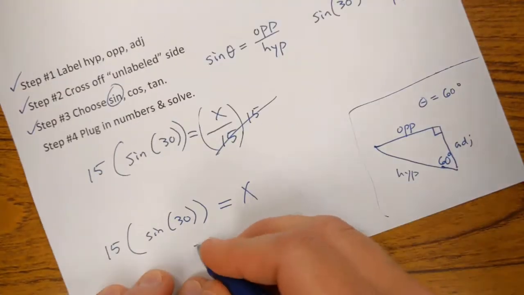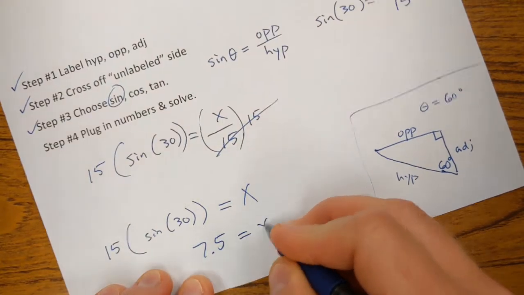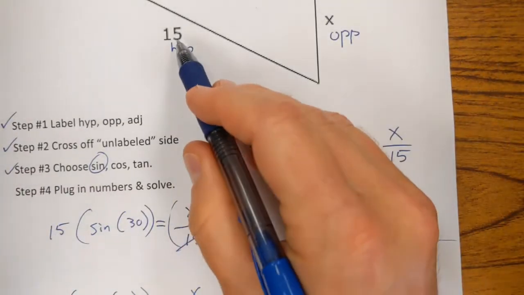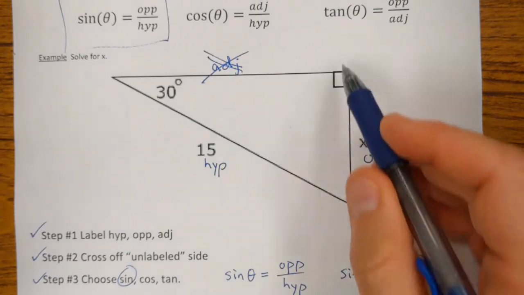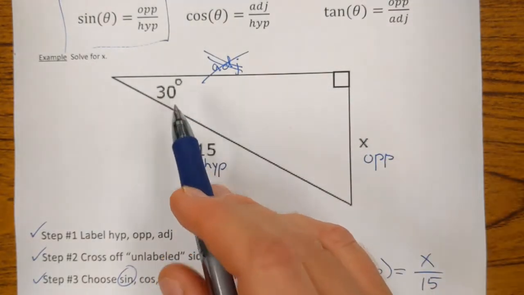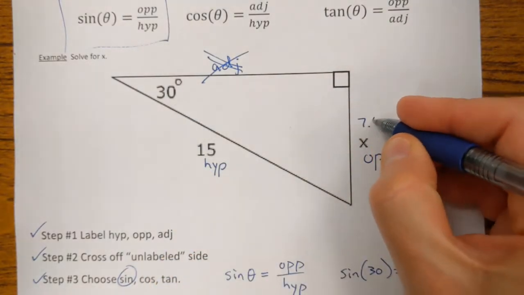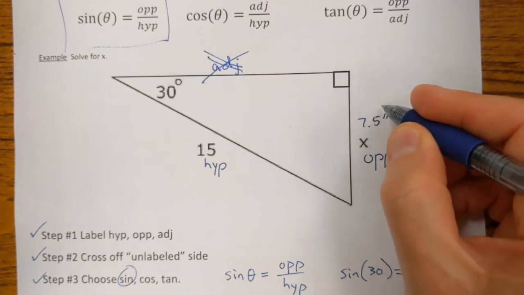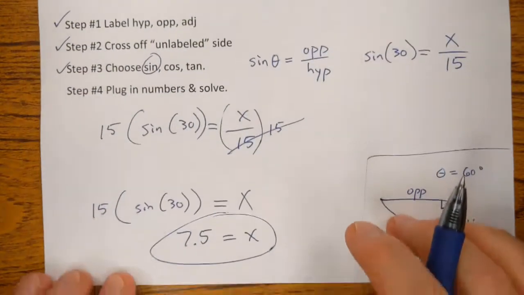7.5 is my answer. 7.5 is equal to x. And so if this hypotenuse here was 15 inches, and this is a 30-degree angle, then this opposite leg over here is 7.5 inches.